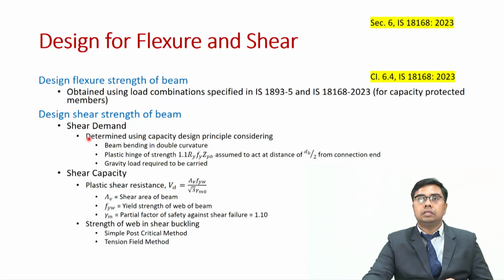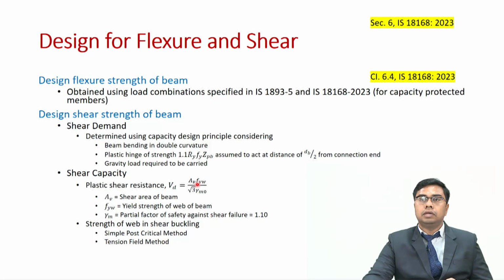In most of the cases you will find that a linear structural analysis will give you the shear demand. Then for obtaining the shear capacity, we need to consider plastic shear resistance first, which is given by the shear area multiplied with the yield strength of the web divided by root 3 gamma m0.